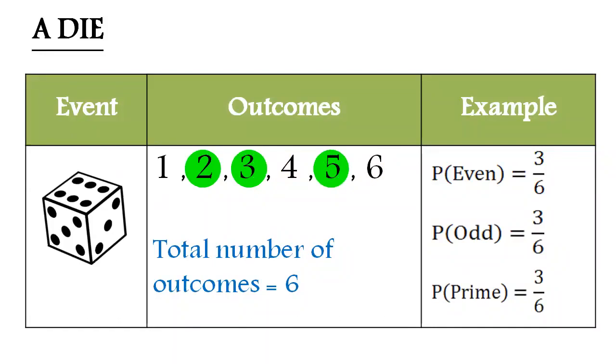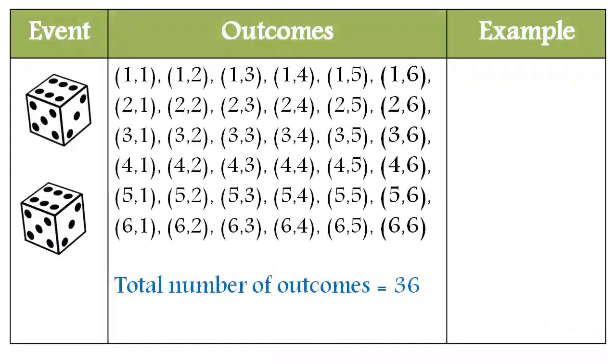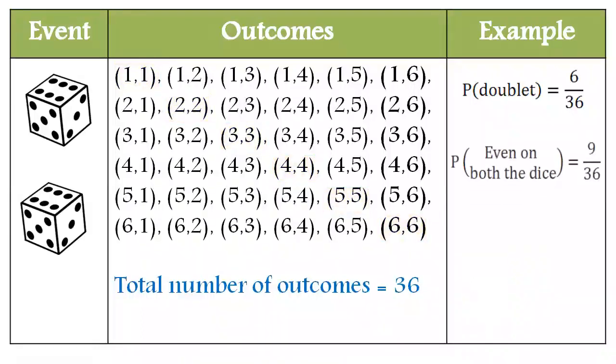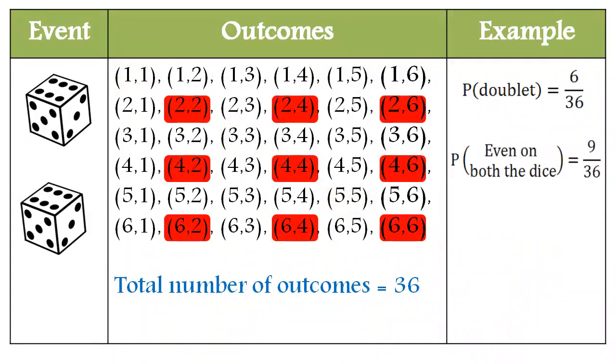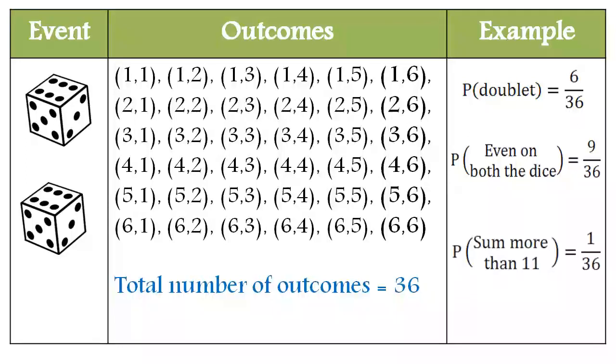If we throw 2 dice simultaneously, we get 36 outcomes. So probability of getting a doublet, which means on both the dice we have the same number, is 6 by 36. Probability of getting an even number on both the dice is 9 by 36. And probability of getting sum more than 11 is 1 by 36.